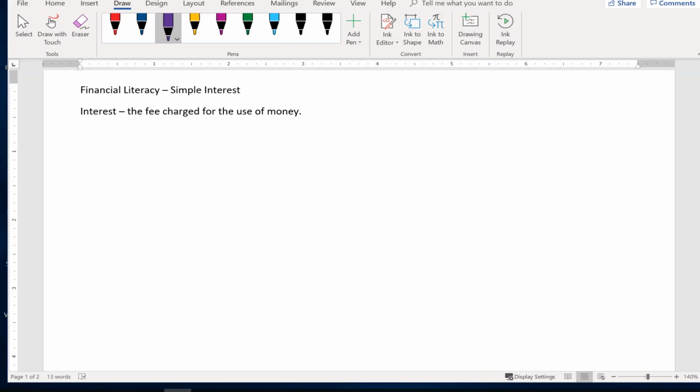And interest, we will use the letter I to denote the interest. So along with interest, there's something called the principal. And the principal, this is the amount of money that is borrowed or the amount of money that is invested. So here, principal, the amount of money borrowed or invested. And when we talk about the principal amount, we always use the capital letter P to denote the principal amount.